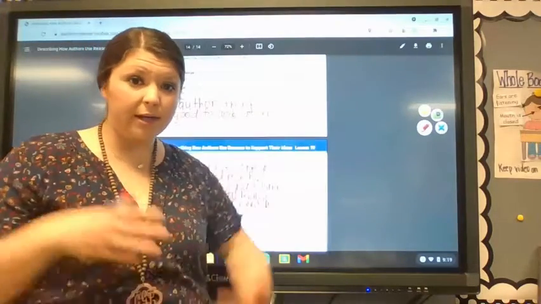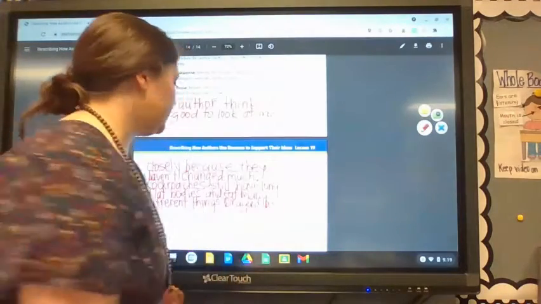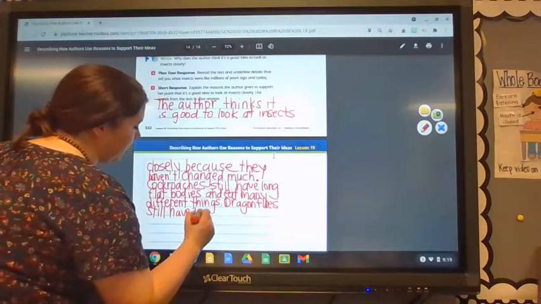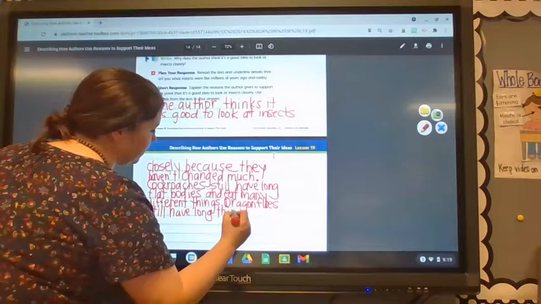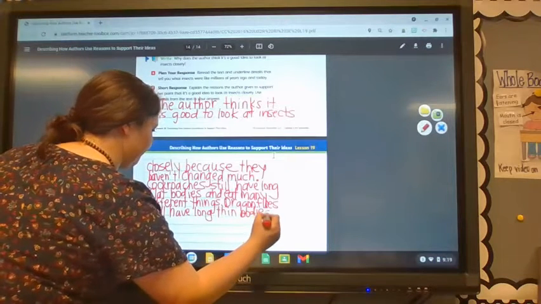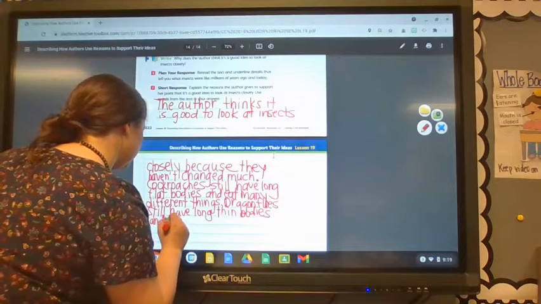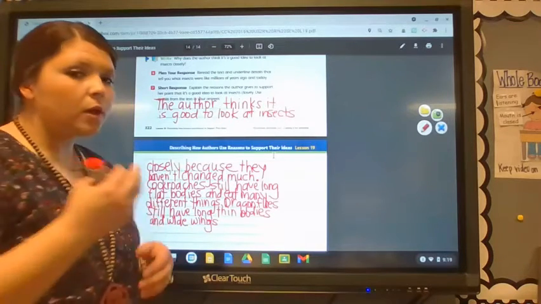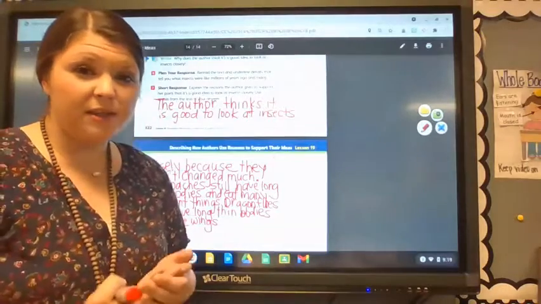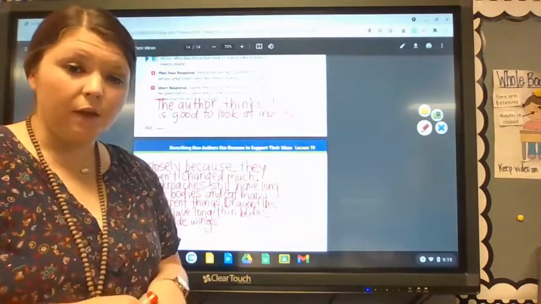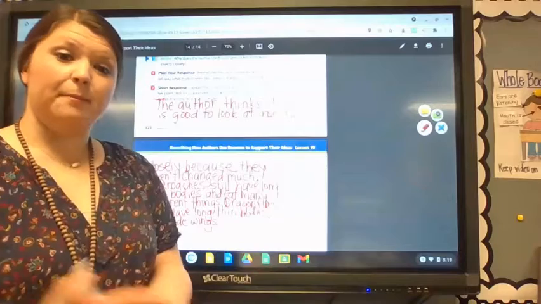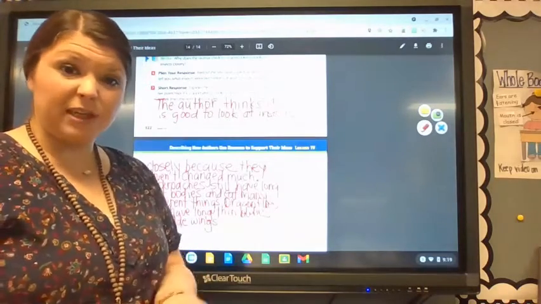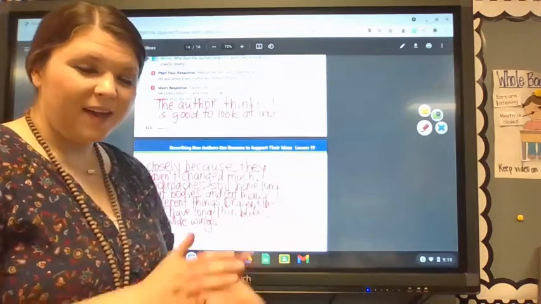Do they still have long, thin bodies and wide wings? Yes, dragonflies still have long, thin bodies and wide wings. So when we're looking at these bugs closely, the author's telling us to do that so that in the future we can compare the bugs that we see today to the bugs in the future to see if they stayed the same or if they changed any, right? All right, guys, great job.